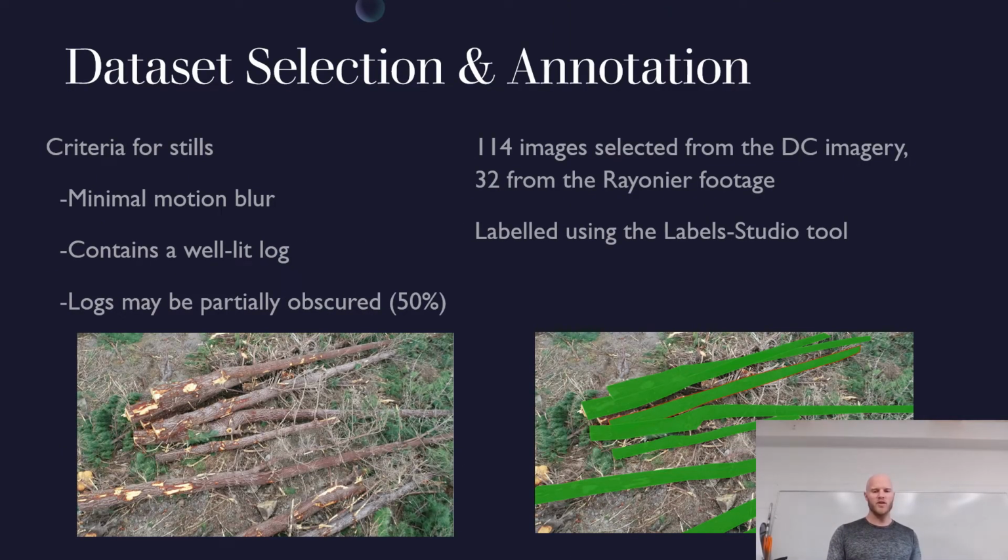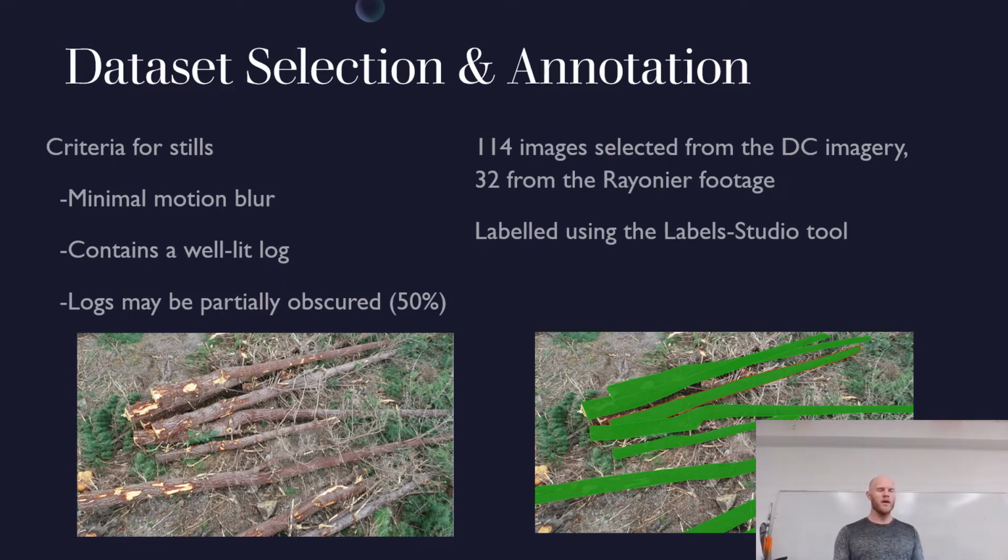Now, from these images, I had to select what I wanted to have for my final data set. The main criteria was that there was minimal blur. Obviously, camera in motion has blur sometimes, but I tried to take images that were clear. I wanted the log to be well lit, so in the sun with sort of clear lighting on it. But I did decide it was okay if the log was partially obscured.